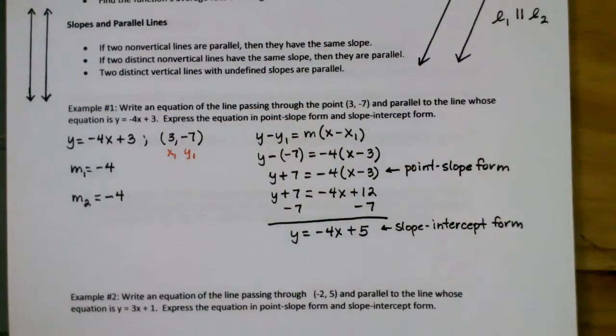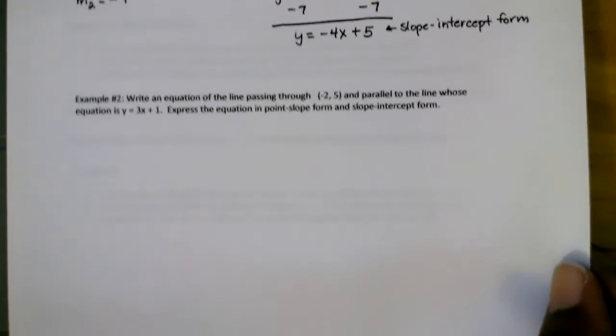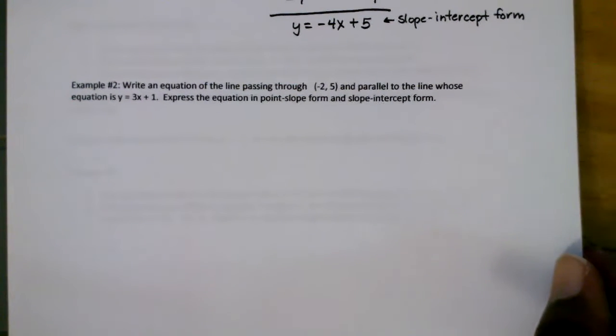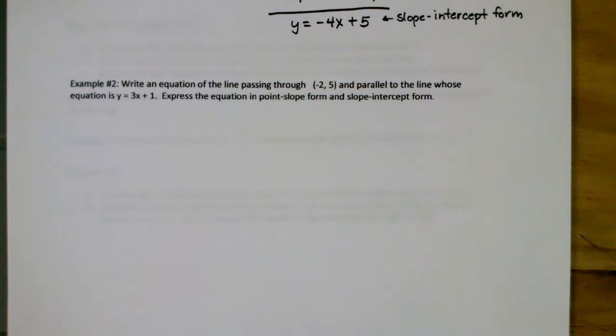All right, let's try the second example. Here I want to write an equation of the line passing through (-2, 5) and parallel to the line whose equation is y equals 3x plus 1. And we're going to express the equation in point-slope form and slope-intercept form.